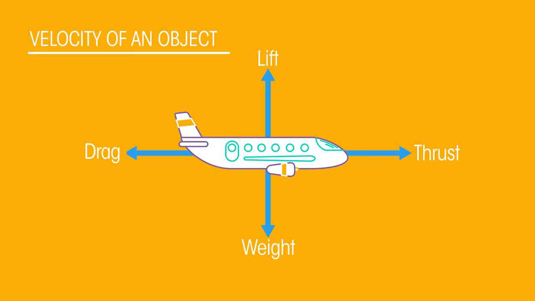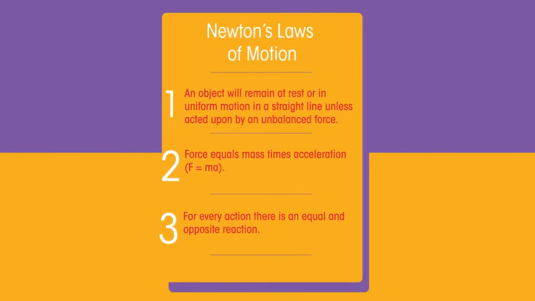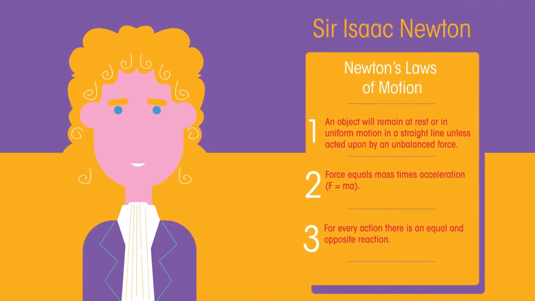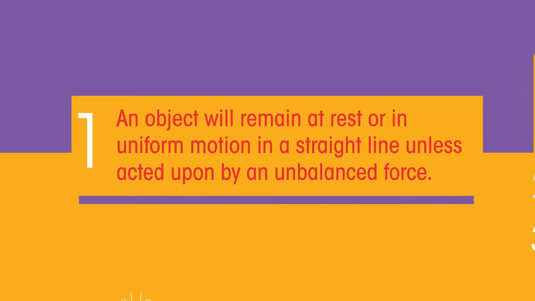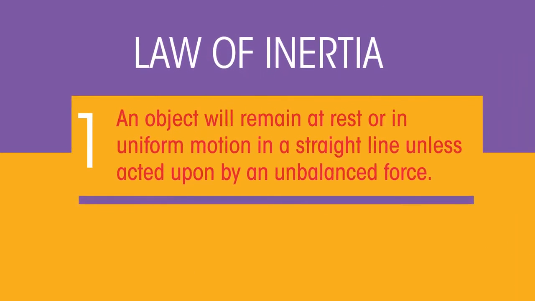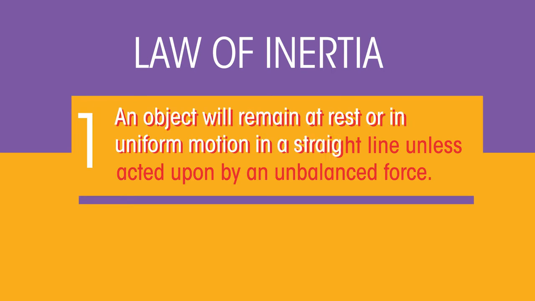In physics, we have three fundamental laws of motion, created by Sir Isaac Newton way back in the 17th century. Today, we are looking at the first law of motion, sometimes called the law of inertia. Newton's first law says that an object will remain at rest or in uniform motion in a straight line unless acted upon by an unbalanced force. But what does this actually mean?